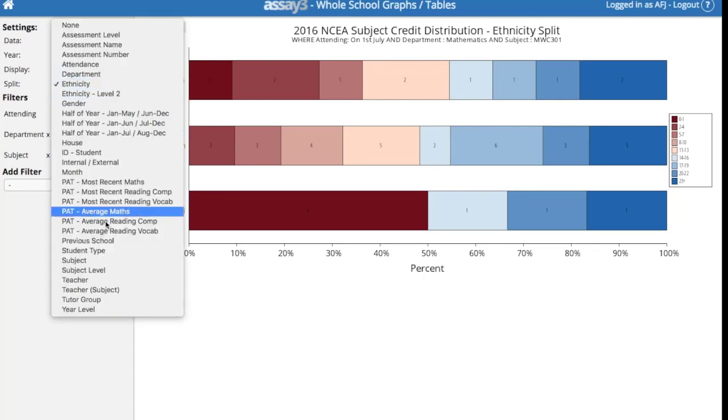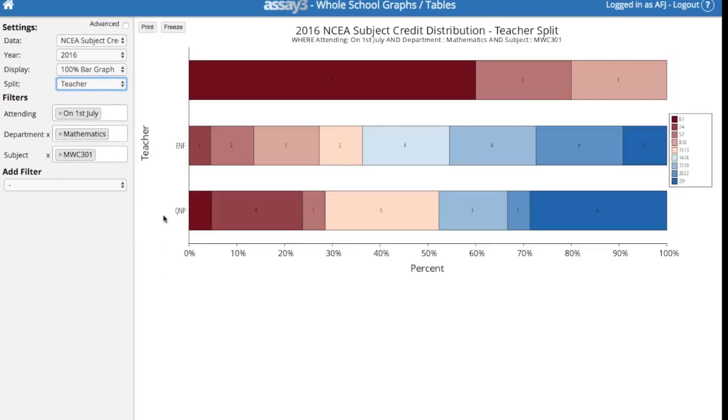The other thing we could then do is split by teacher. If we're looking at the 2 different classes here, this class appears to have done slightly better than this class, but there's not a huge difference in the 2 classes. Both classes are still doing well below where we would expect our top level 3 students to be performing.